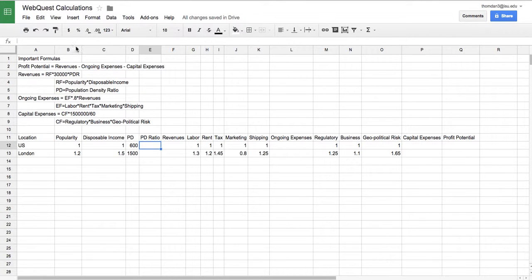Okay, so I'm going to show you how to use the spreadsheet to do your calculations. Basically, you can just create a new spreadsheet. You can name it whatever you want. I've named mine WebQuest calculations. In here, I've put down all my important formulas just to remind me what I'm going to need to do in a minute.